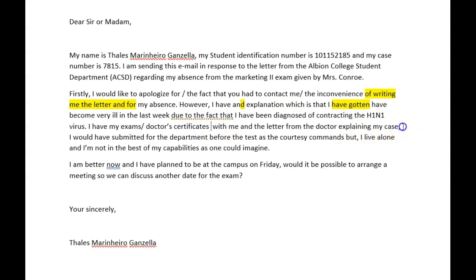I put a full stop there because this is getting a bit long. Okay, I would have submitted these for the department before the test as a courtesy, but as I live alone, so you're explaining why. As I live alone, I'm not in the best. Okay, this has not been possible.